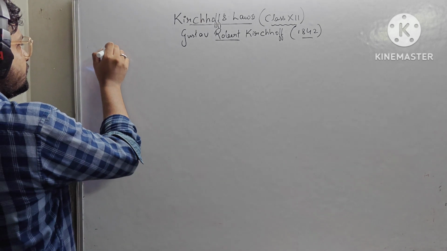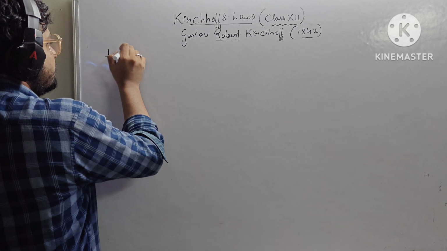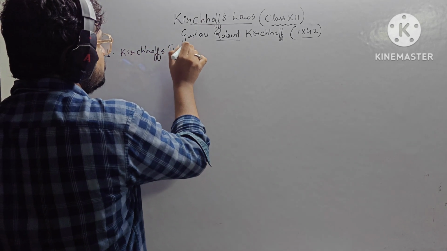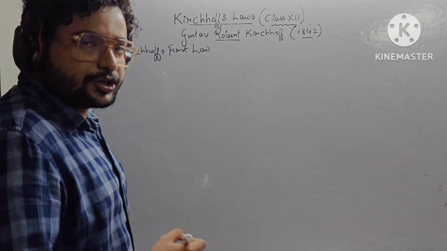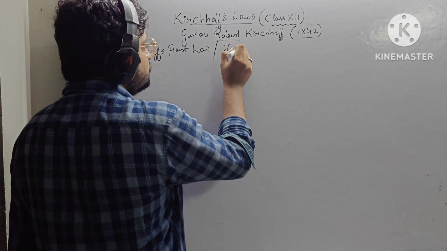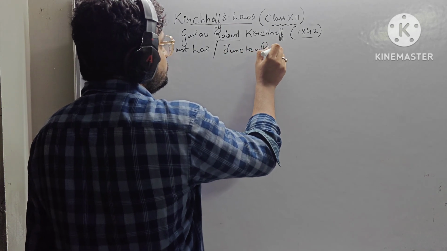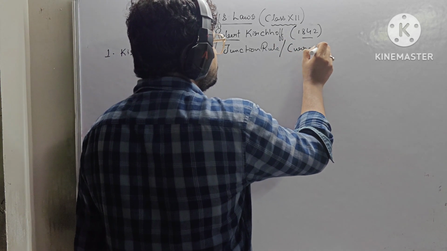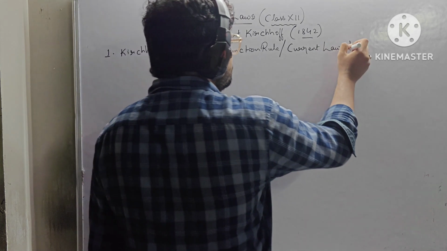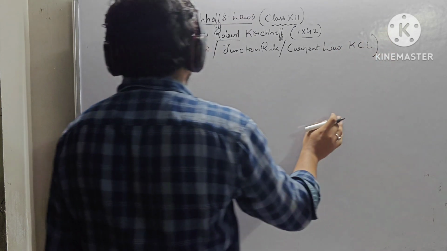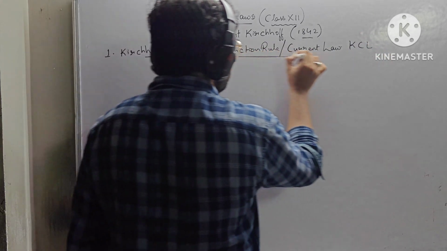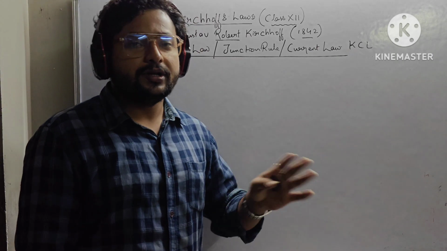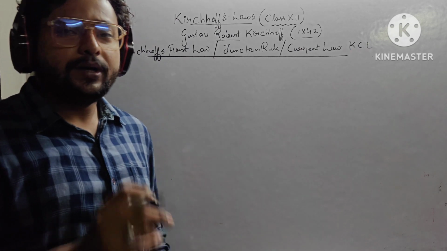The first one is known as Kirchhoff's first law, or junction rule, or you can say the current law. In some books it is also written in short form as KCL, Kirchhoff's current law. So this is the first law that he gave us. What does this law state?